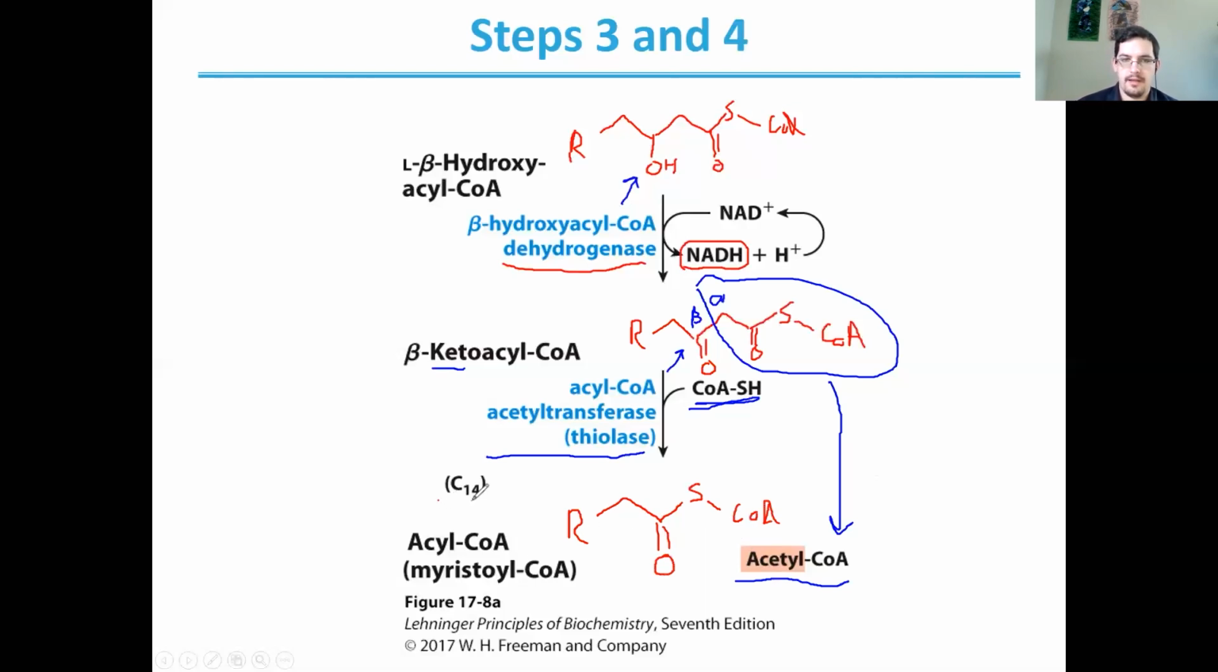So we end up forming an acyl-CoA, which looks identical to what we had originally. The only difference is that we've cut off 2 carbons. So instead of our palmitoyl-CoA that we had initially, in this case, we would have myristoyl-CoA, which is our 14-carbon fatty acid. And this process would continue. We could keep going through the same steps: we oxidize, we hydrate, we oxidize, and we cut it off. 4 basic steps, each time just reducing that length by 2.